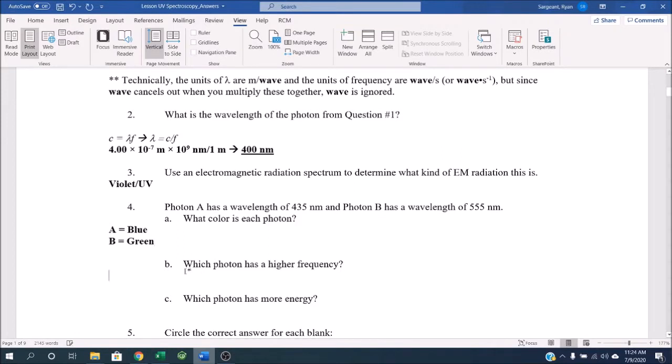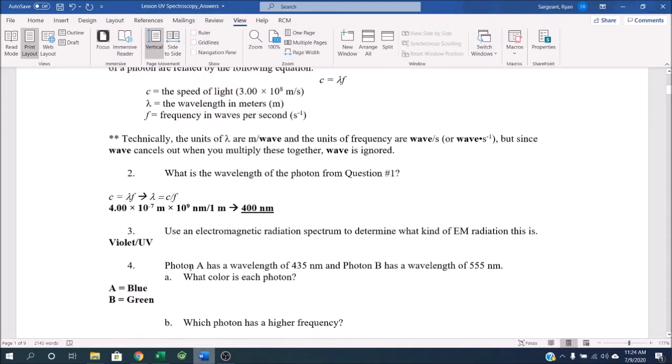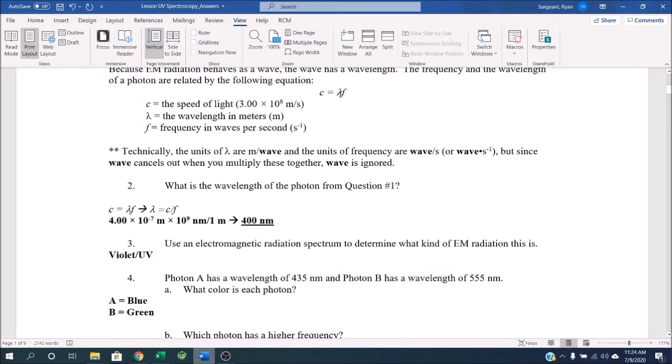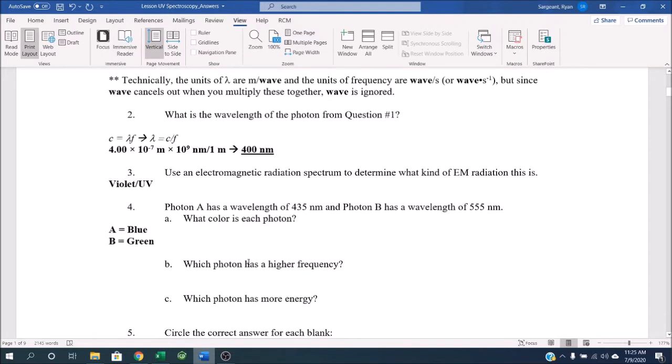The second part of the question is to help you see that there is a relationship between wavelength and frequency. Because whenever you multiply the two together, you have to get the same value. That means if wavelength goes up, in order to get this still the same value, frequency has to come down. They are referred to as inversely related. So which photon has a higher frequency? Well, higher frequency corresponds to shorter wavelength. Therefore, the shorter wavelength is photon A, which has a higher frequency.